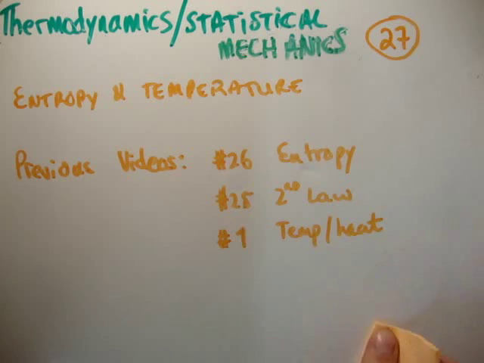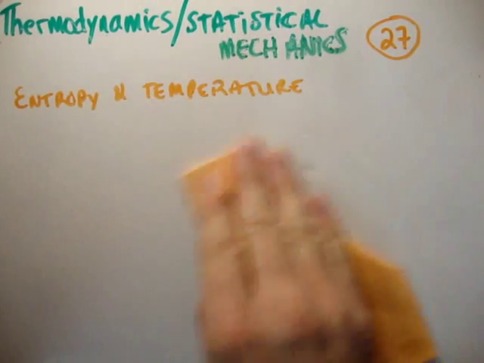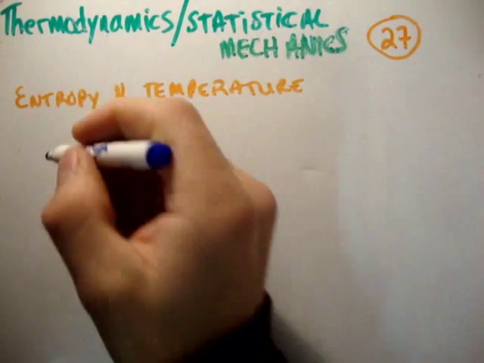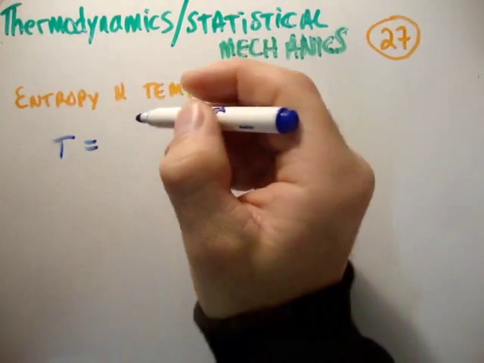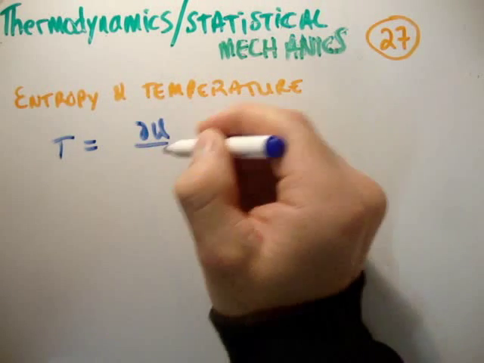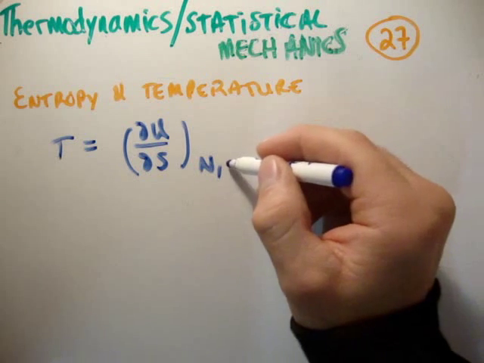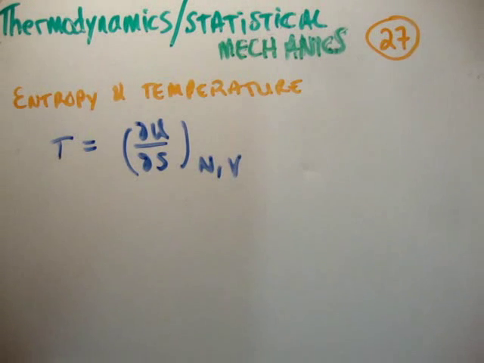So, entropy and temperature. Bottom line up front. The formula will be that temperature is equal to del U, del S, at constant number of particles and volume. In other words, I'm saying that temperature is the proportionality constant, or the slope of an energy versus entropy graph. Right, that's the bottom line up front. But, you know, I'm going to make it a bit clearer.